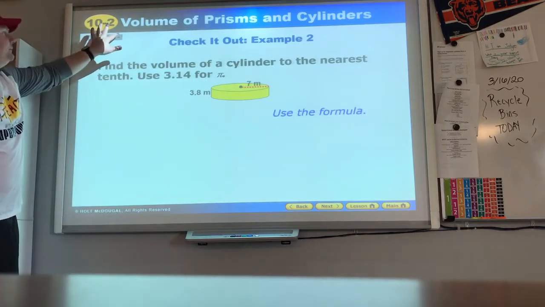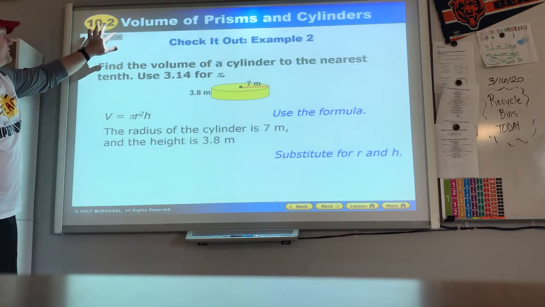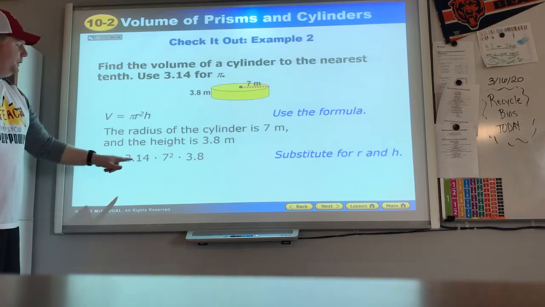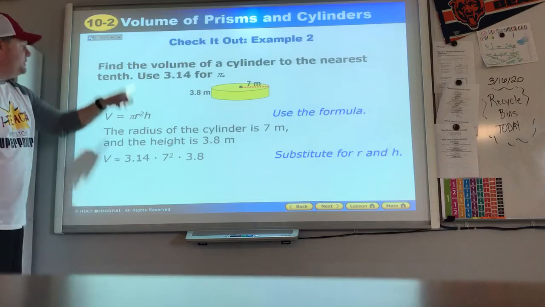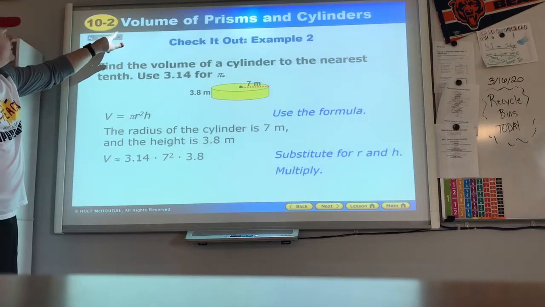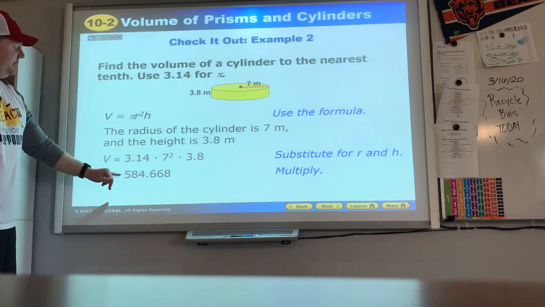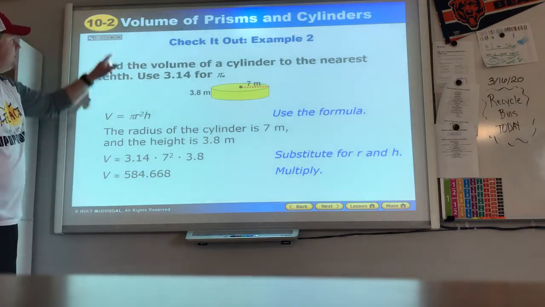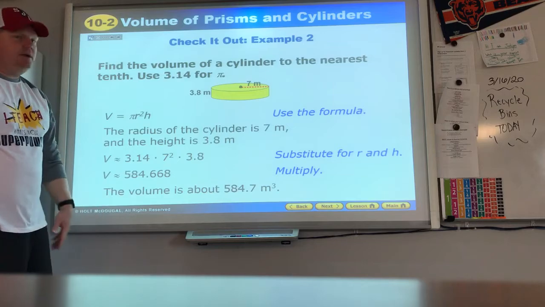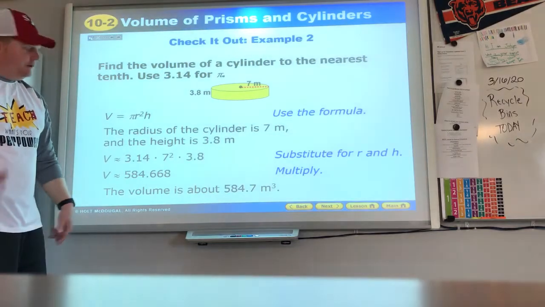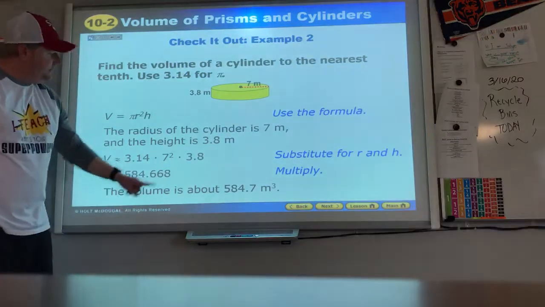Let's see how we did. We put those numbers in here. We substitute them in. 3.14 times 7 squared times 3.8. Remember, 7 squared you have to do first. Order of operations. Multiply. You get 584.668. And they're going to put the unit on there. Notice they rounded to the tenths place. If you do, great, fine, wonderful. If you don't, this answer is completely fine.